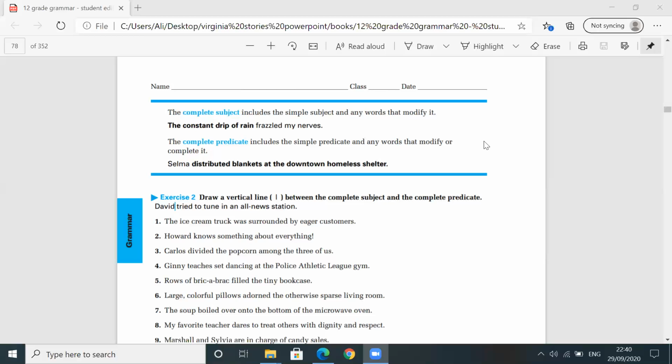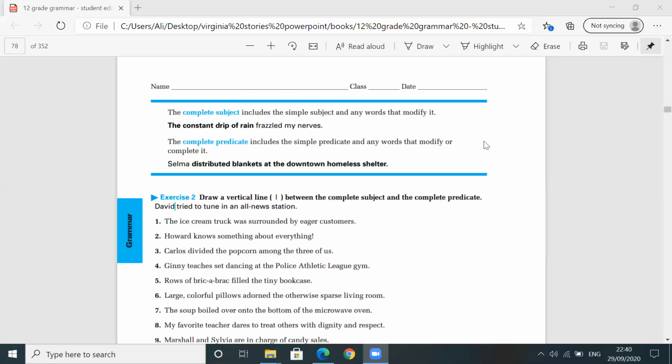So she distributed, so distributed is the simple predicate. Distributed blankets at the downtown homeless shelter is the complete predicate. I'm telling you what she did with the blankets and where she took the blankets and how she distributed the blankets. She gave them to a homeless shelter.